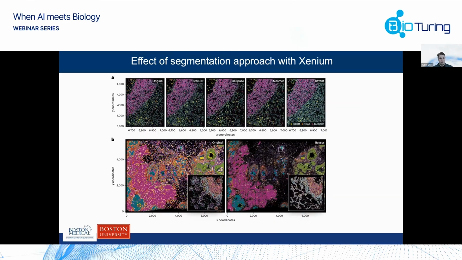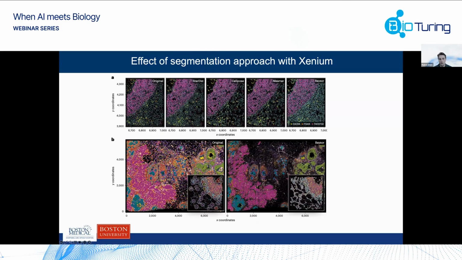All right. Another big question we get a lot of times is, which segmentation approach should I use? And there are many different segmentation approaches. For this data set, there was an original segmentation that is provided by 10x Space Ranger, which is a little bit of a black box. I think they explain to some extent how they do it. But there's many more. There's Stardist, Cellpose, Mesmer, Baysor. So the question is, which one should you use?